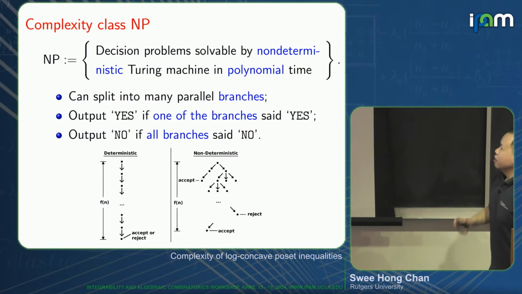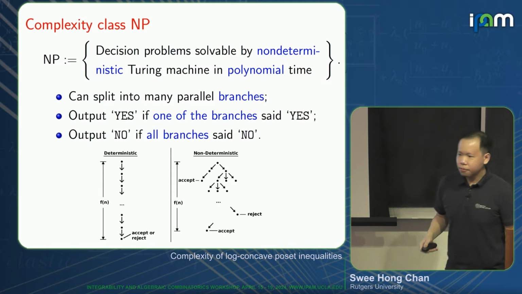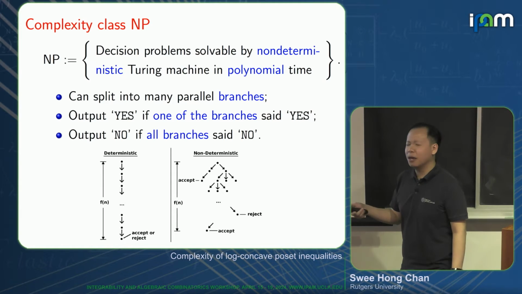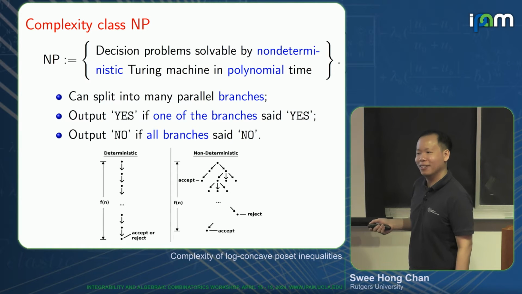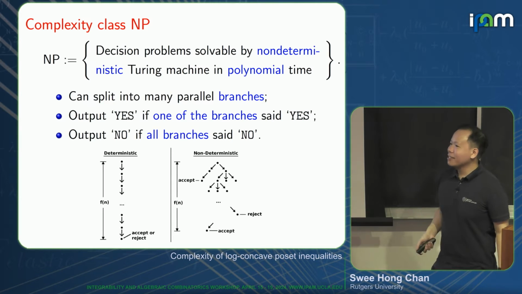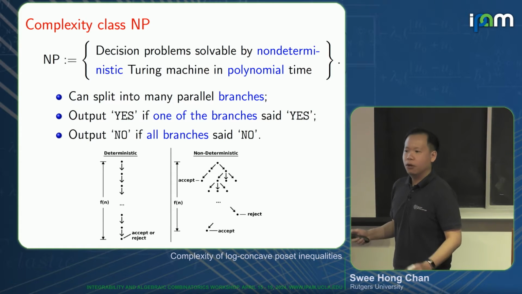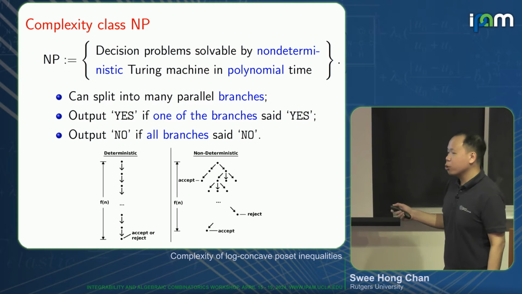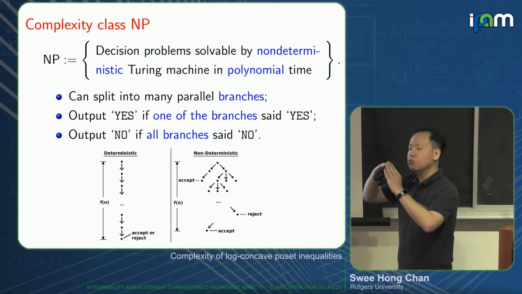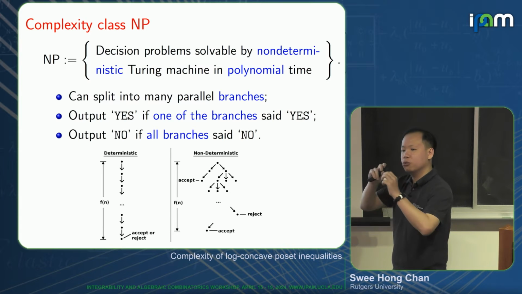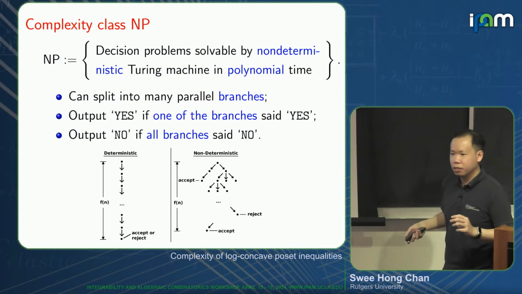At the next level is the complexity class NP. It's a very common misconception, especially whenever I talk to my parents, that NP is non-polynomial. But it actually stands for non-deterministic polynomial. What it means is that this Turing machine, or your computer, at every step can branch out into 2 different parallel worlds. Each of these branches will do their own calculation.